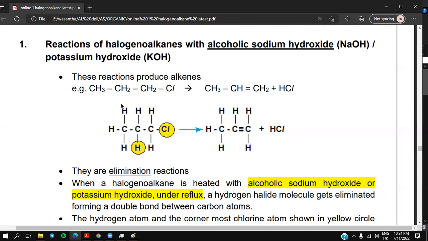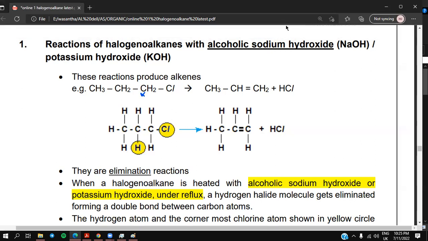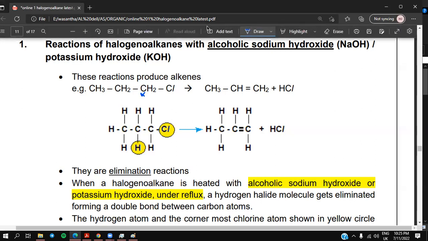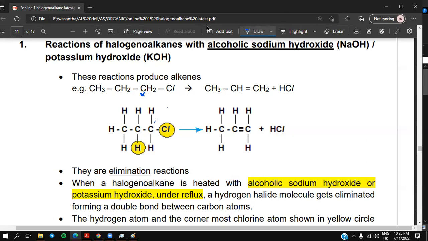I've drawn this structure using displayed manner. See this first compound? Here we have the alpha carbon over here. This is the alpha carbon, carbon number 1. In the diagram below, you can see the alpha carbon over here.